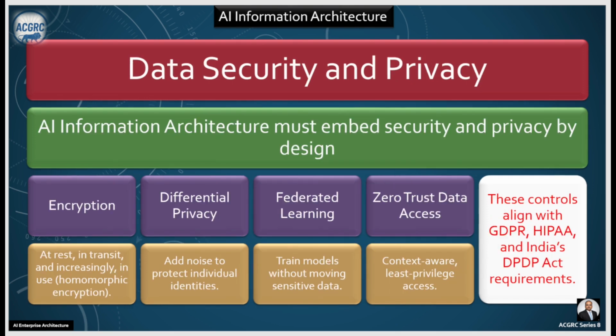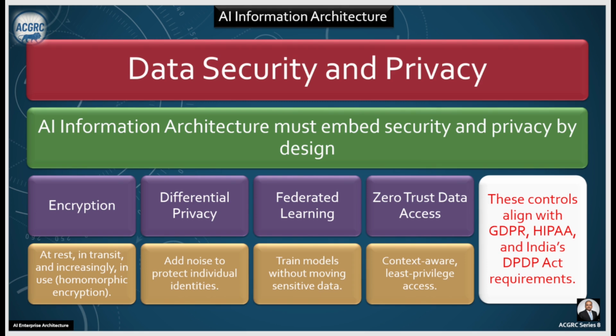The next is the data security and privacy aspect. AI information architecture must embed security and privacy by design and not as an afterthought, which is that encryption should not be just at rest, it should be in transit and increasingly in use. Now we have homomorphic encryption. Anyone interested in homomorphic encryption, there's a video that I've created on this specific topic. People can look at it if that interests you.